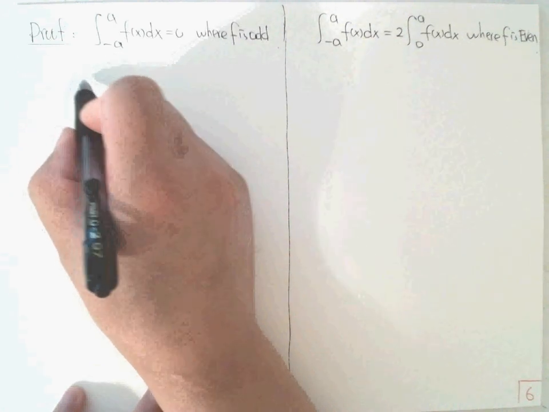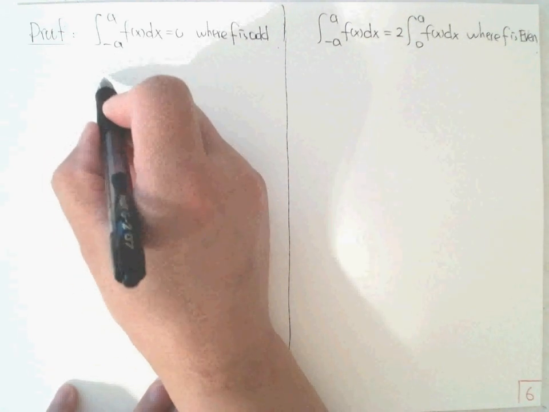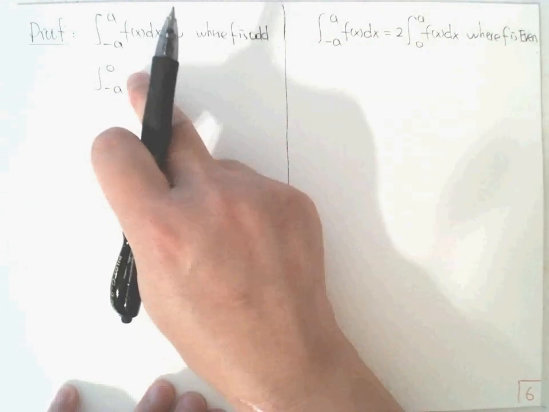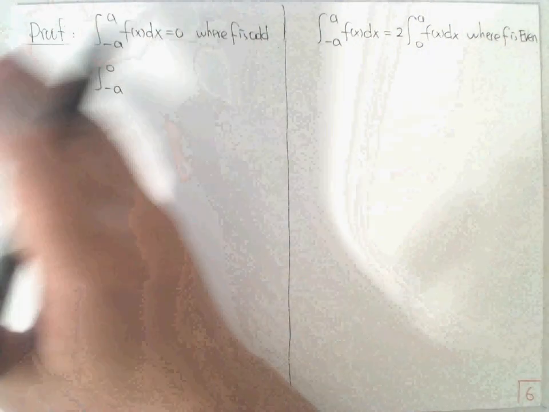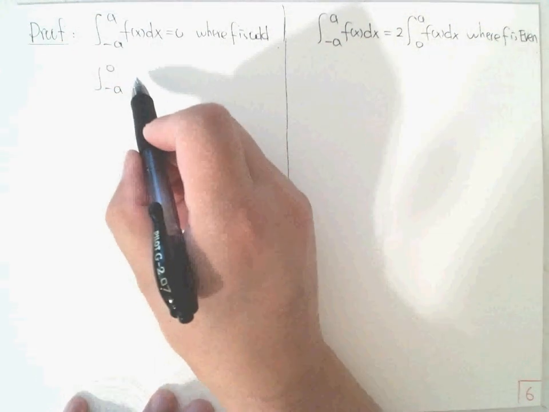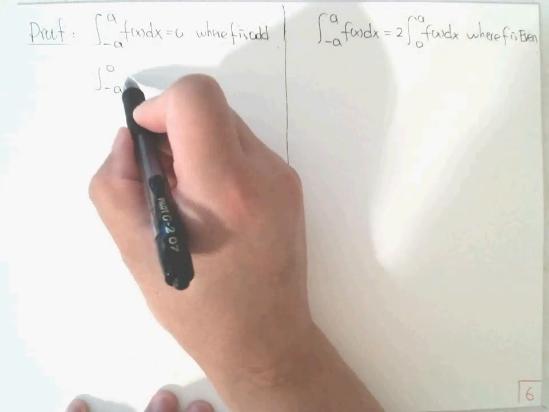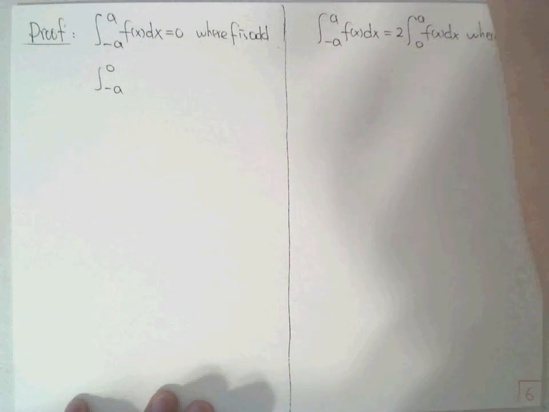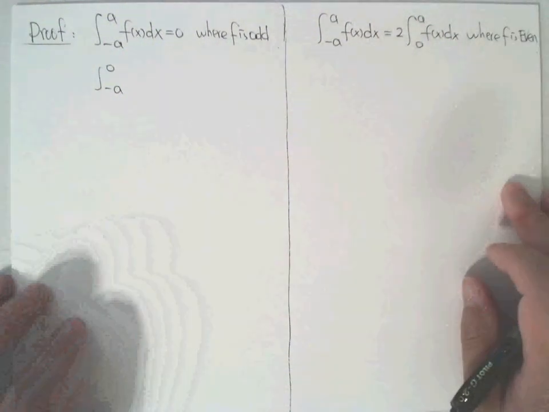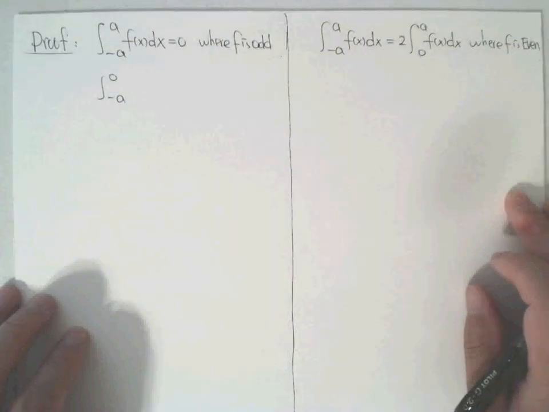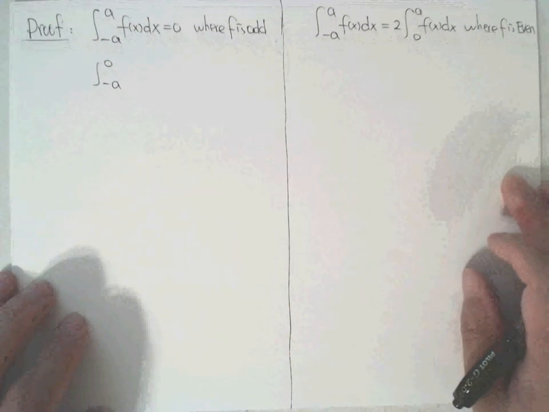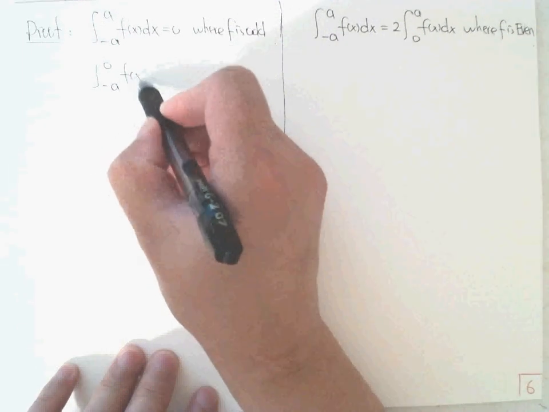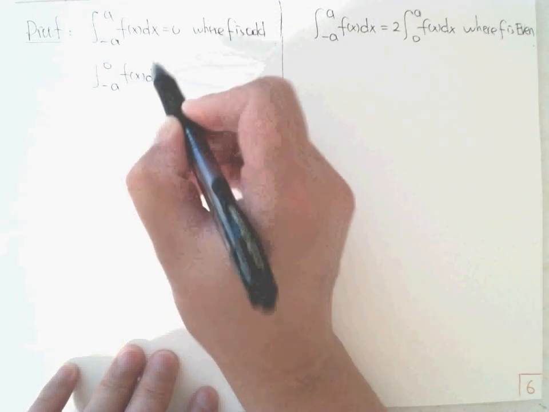We look at the left side. Look at the left, negative a to 0. We look at the left half, the left part. What do we have? Wait a little. Okay, good. It's a little bit better.